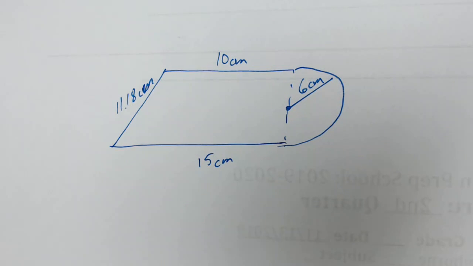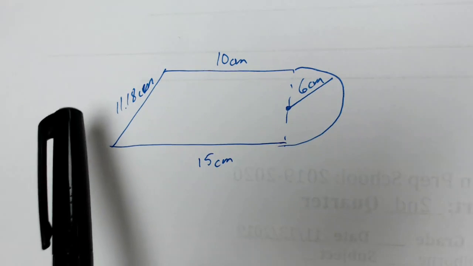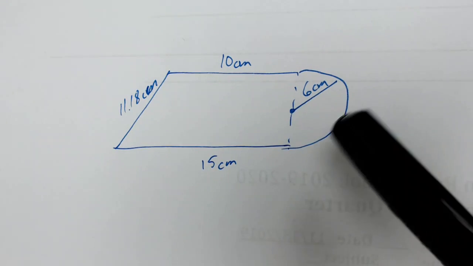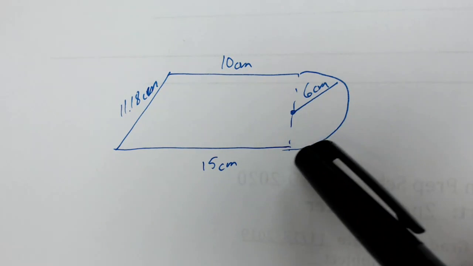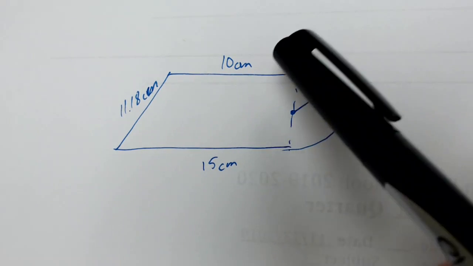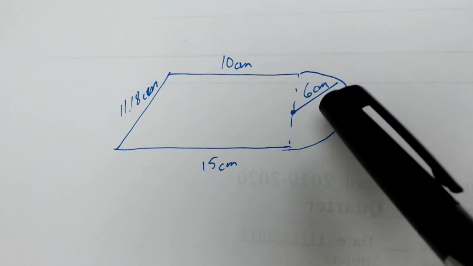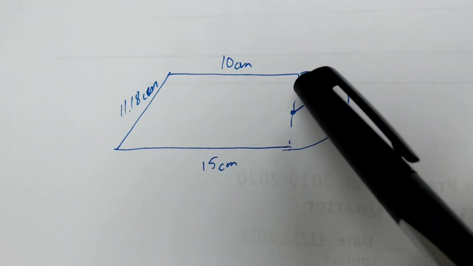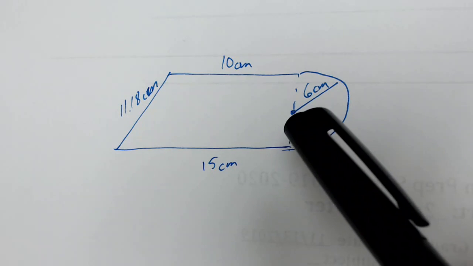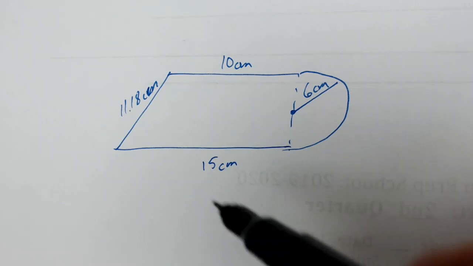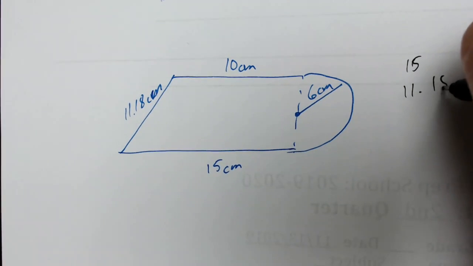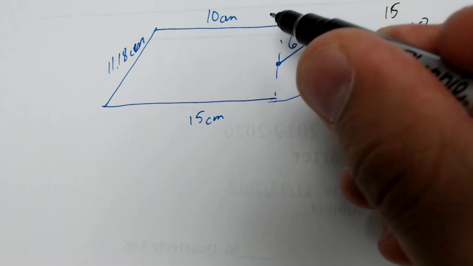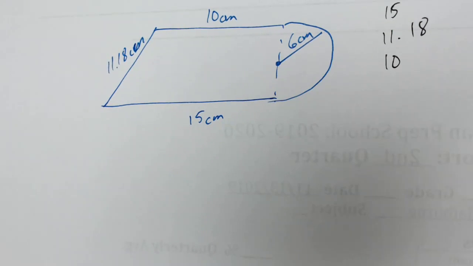Let's get to work. We'll start with perimeter. For perimeter, I have to add up the distance all the way around. Also, don't be fooled by this dashed line. This dashed line is just showing you that this is a semicircle because it's not perfectly drawn. Your book will have shapes with the dashed line. This dashed line is not part of the perimeter. It's inside the object. So to get the perimeter, I'm going to have to add 15 plus 11.18 plus 10 plus whatever the arc length is.